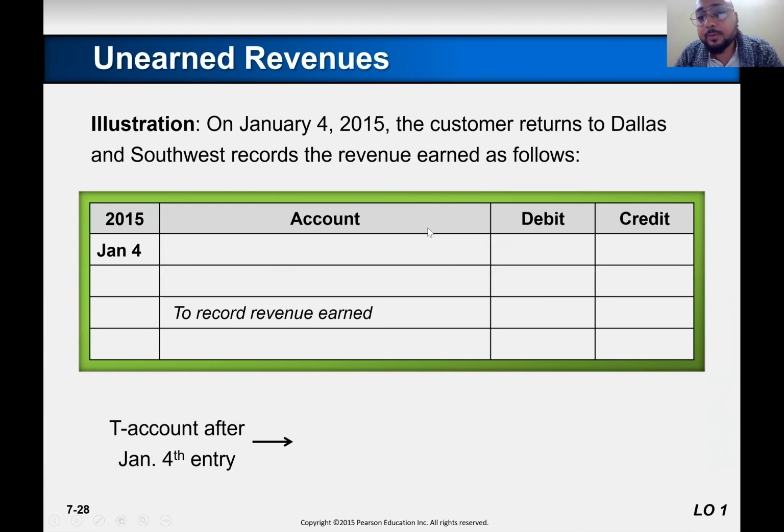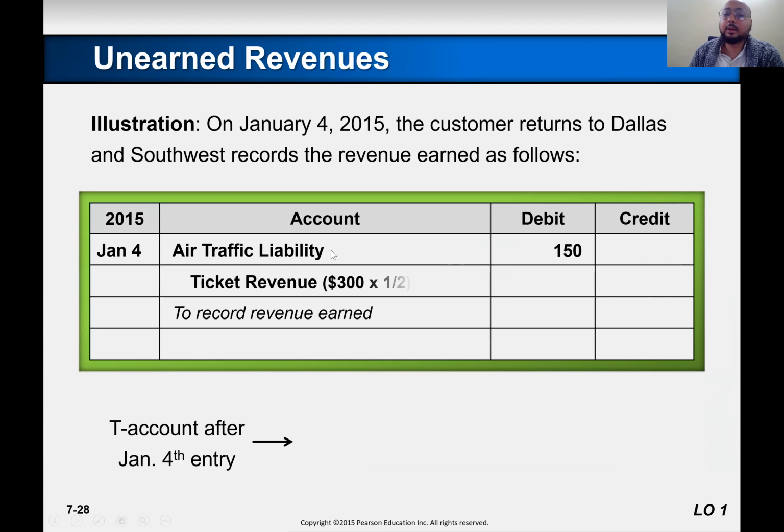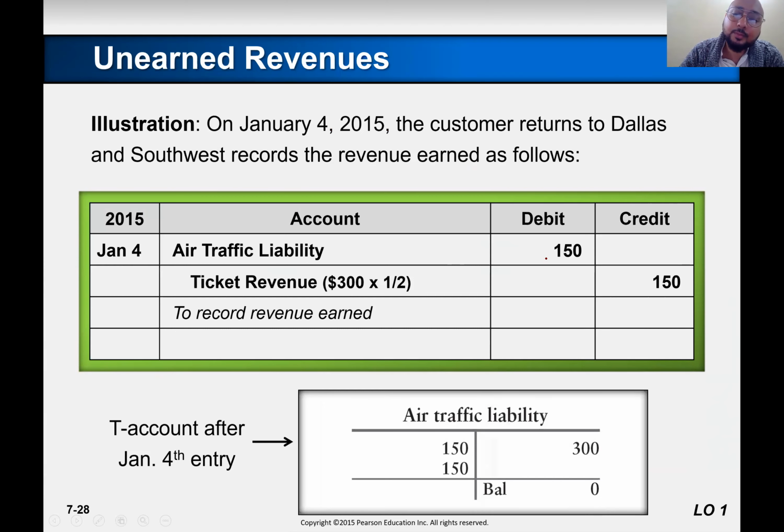On January 4, the customer returned to Dallas. So the rest of the amount, also 150, you are eligible to record as revenue. So 150 unearned revenue to ticket revenue, or air traffic liability to ticket revenue. You see, first you create the liability and then the liability is decreased against sales. Right, guys?